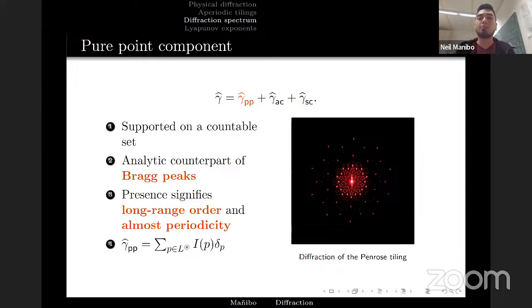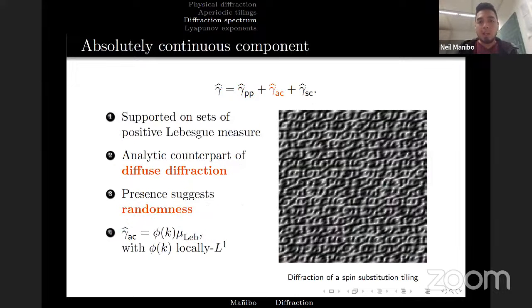So the rule of thumb here is that if you have a material and it gives rise to something with pure point diffraction, or with a pure point component, then it has some sort of order. Now you go to the second component, which is the absolutely continuous component. So before, the measure is supported on a countable set. Now this measure is supported on sets of positive Lebesgue measure. So it assigns to subsets of R^d of positive Lebesgue measure some non-negative values. And this is the analytic counterpart of diffuse diffraction.